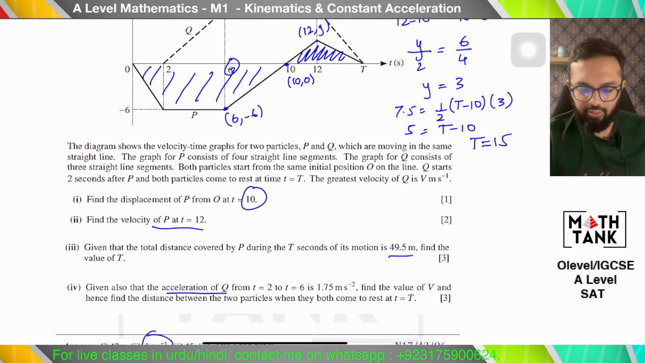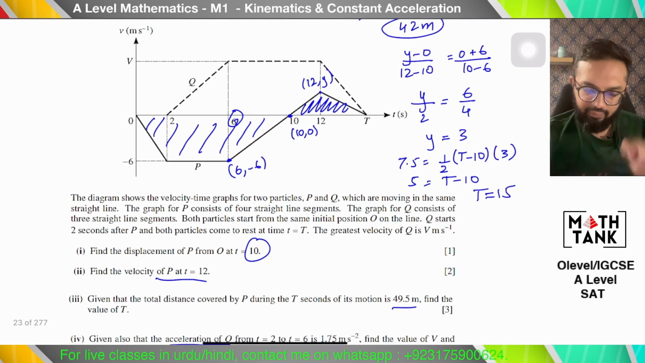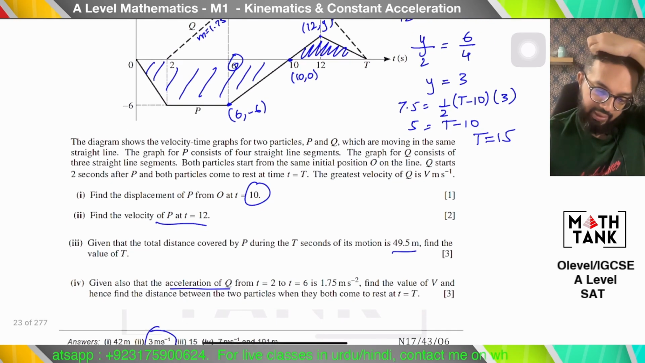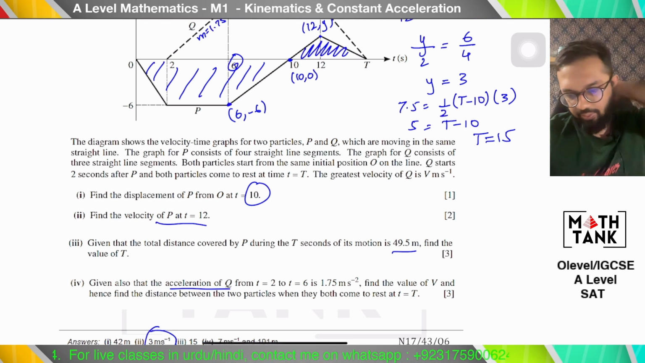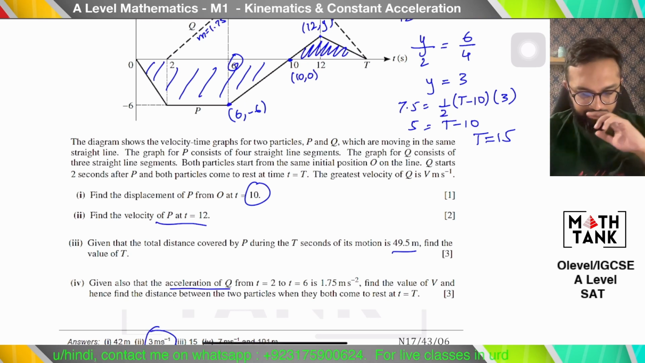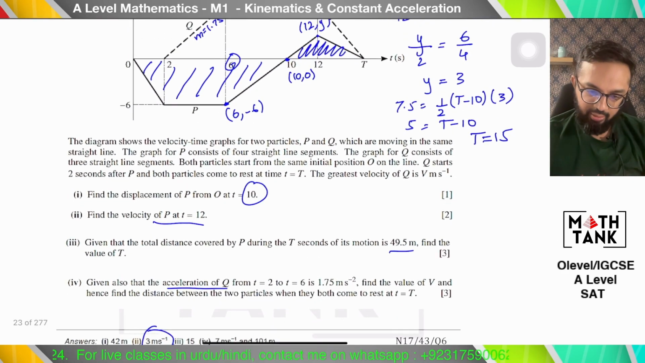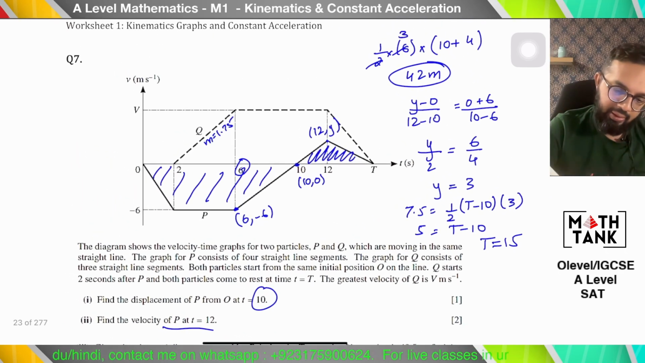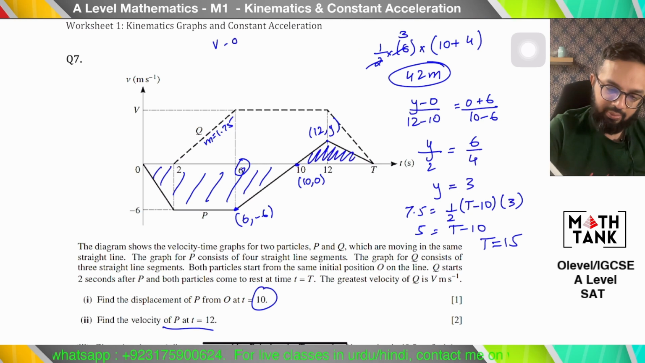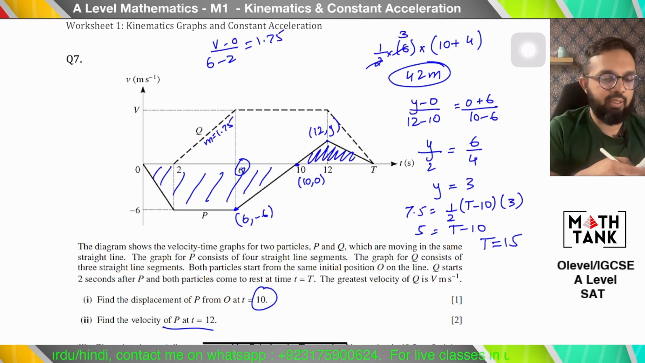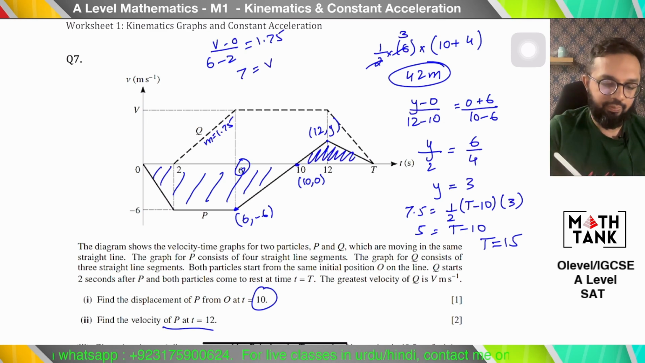Given also that the acceleration of Q from t equals 2 to t equals 6 is 1.75, the gradient is 1.75, find the value of V and hence find the distance between the two particles when they both come to rest at t equals T. Okay, I can find the speed by using the gradient formula again. V minus 0 over 6 minus 2 equals 1.75. That's 4 into 1.75, 7 equals V.